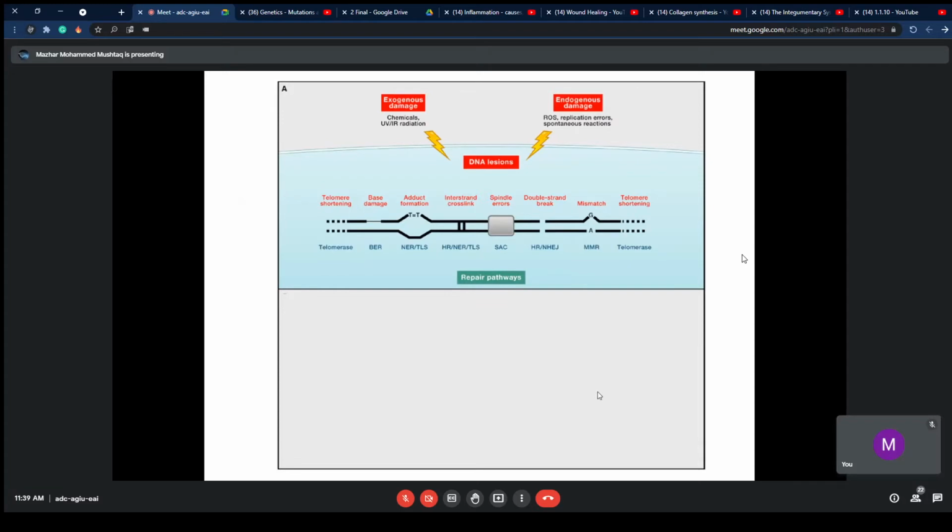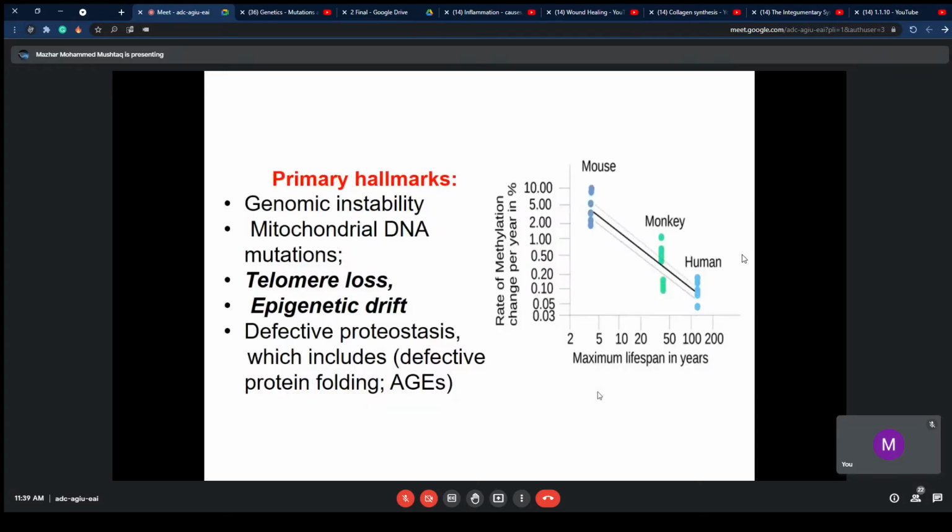Now, yes. Can you go to the chart? But doctor, in this chart, the methylation affects the mouse more than monkey and human, right?